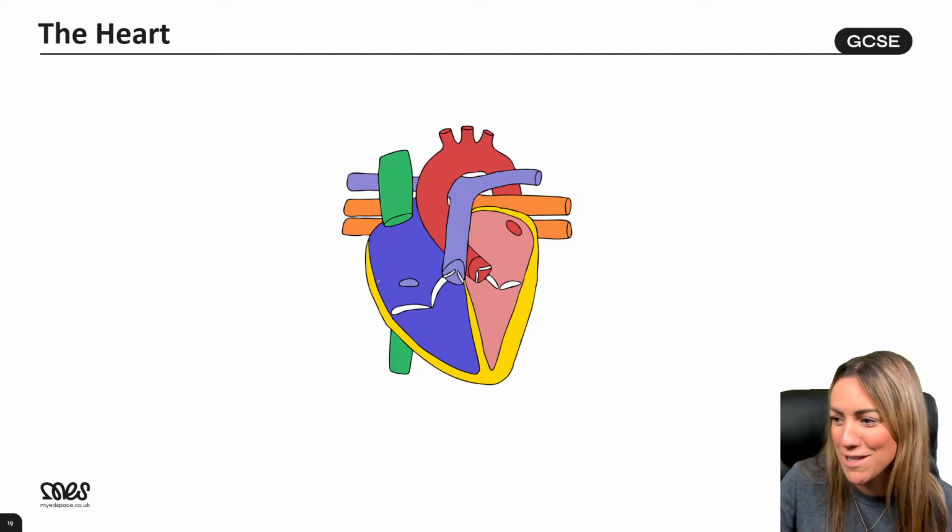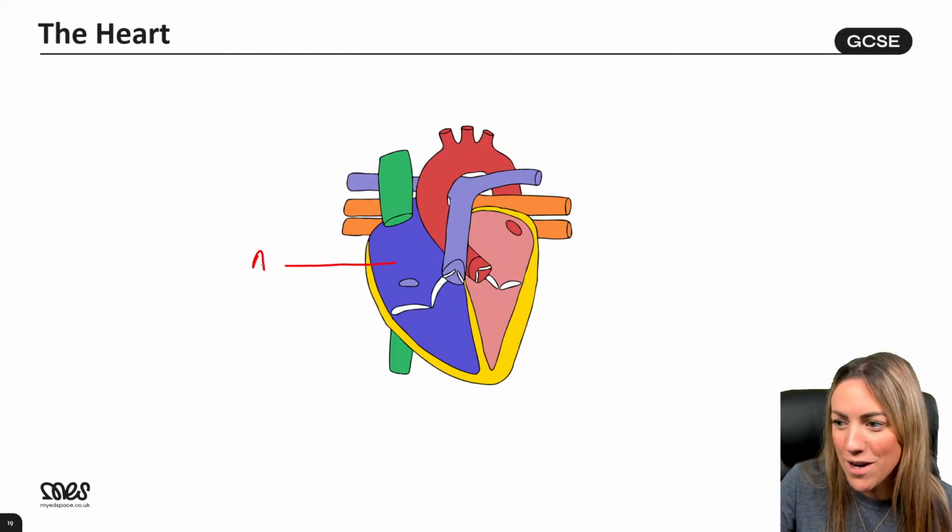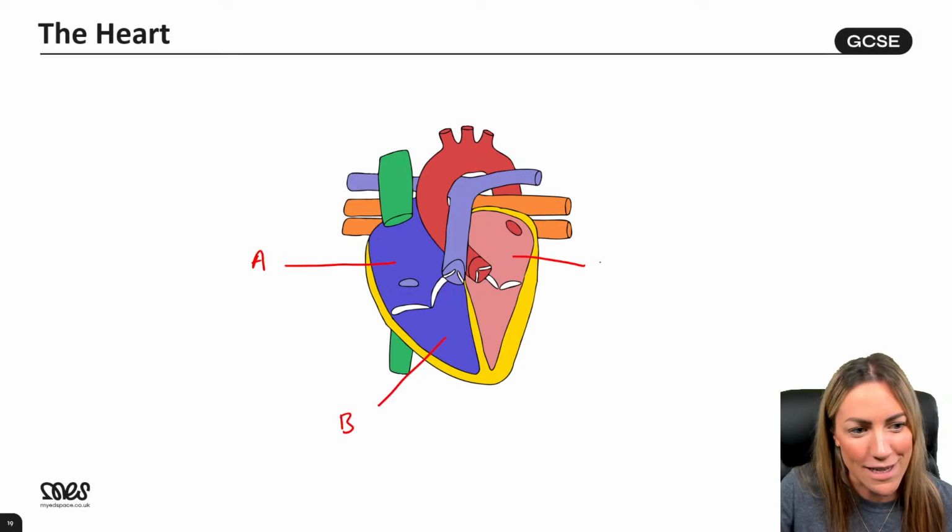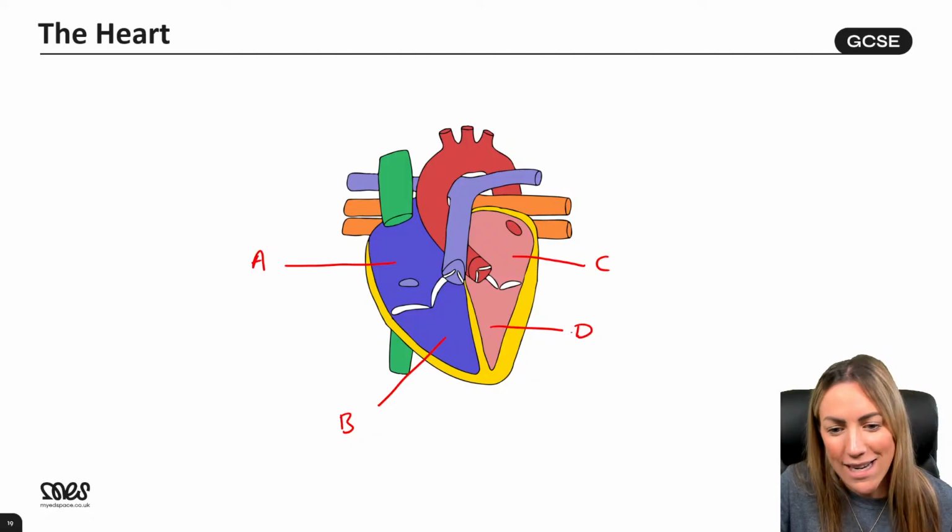Is the mitochondria the powerhouse of the cell? No, we're not going to say that. We're going to say the mitochondria is the site of aerobic respiration, where energy is released. That's much better. Right, let's label the chambers first.